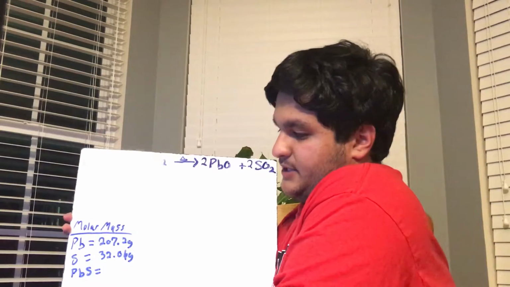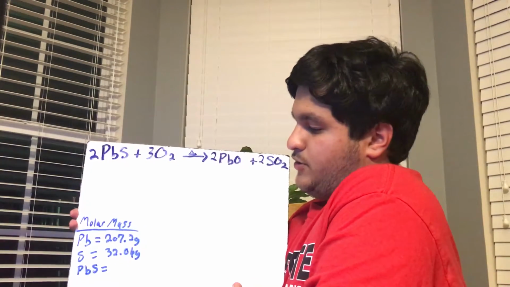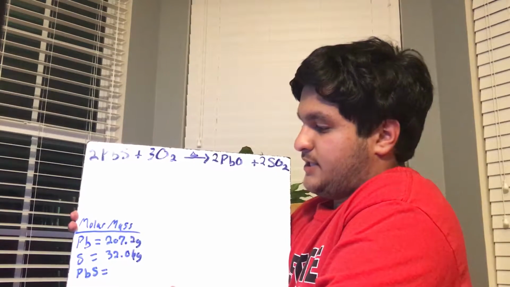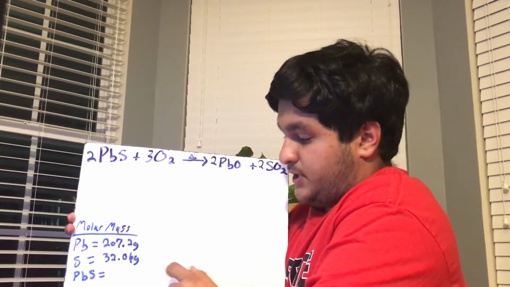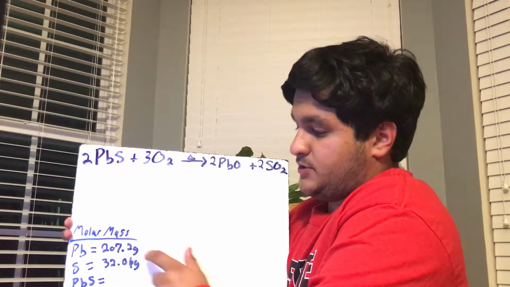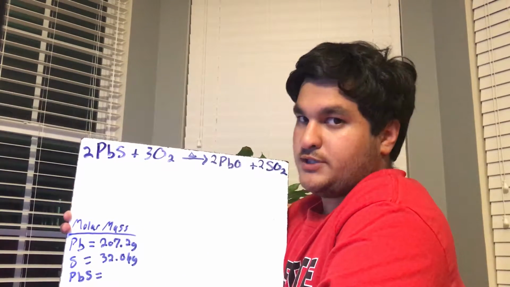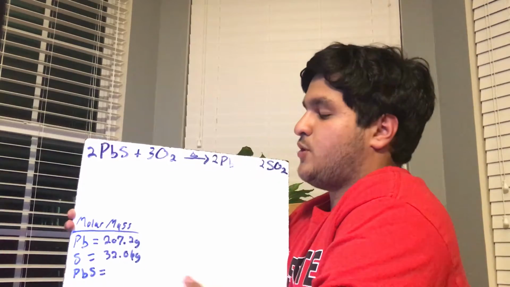So if we added these, we would get 239.26 grams, but if we use our sig figs, we see that the lowest place used, next to the decimal, is the tenths place. So we must round, so the 239.26 grams would round to 239.3 grams, being the molar mass for lead(II) sulfide.